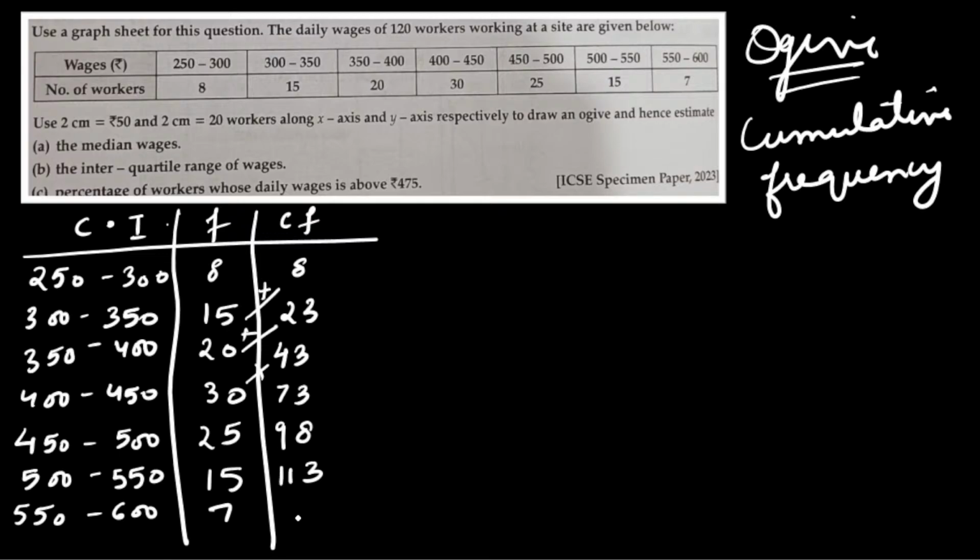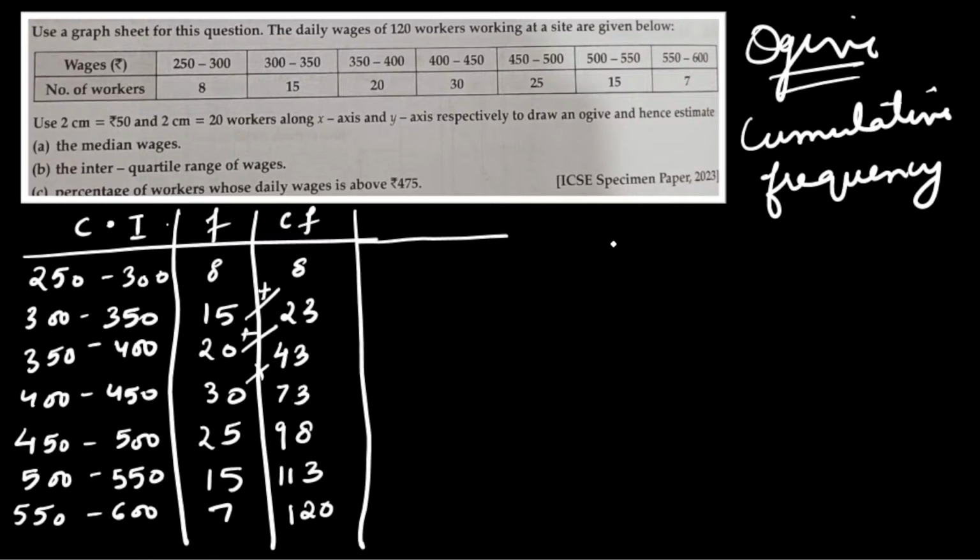113 plus 7, 120. So is it correct? Are you all getting the same? Yes. So what we have to do? How to plot this graph? So points we will write. So how to plot points?